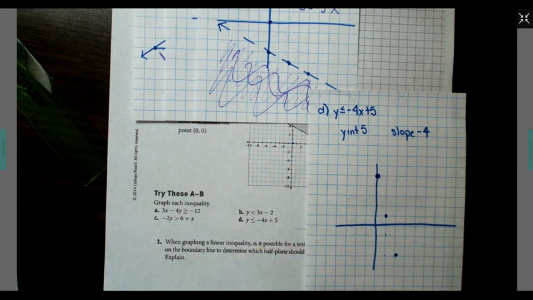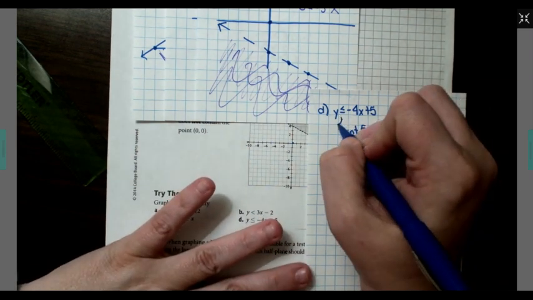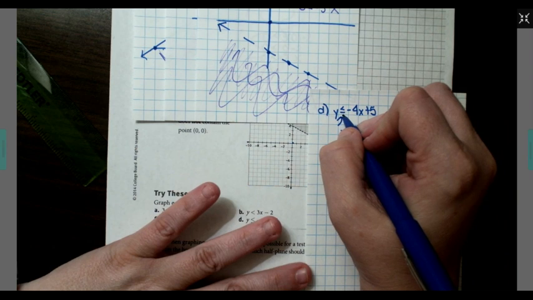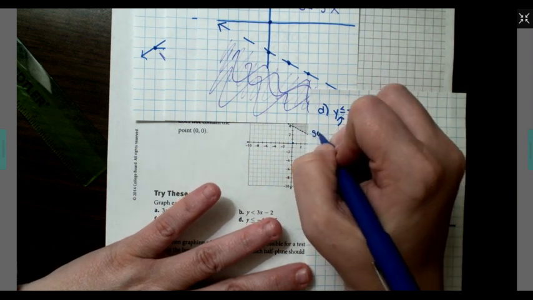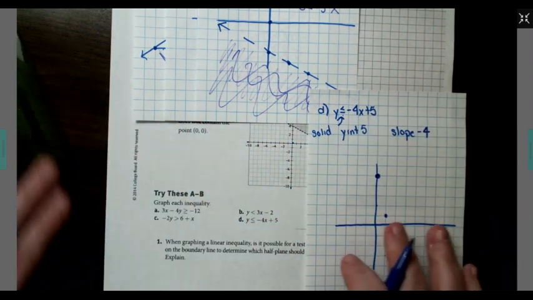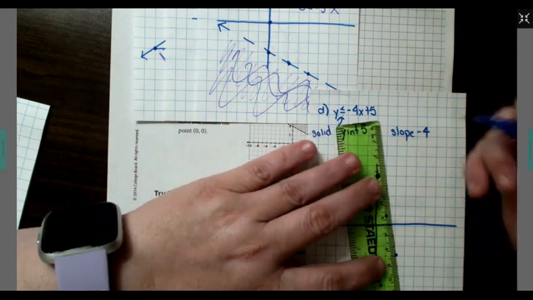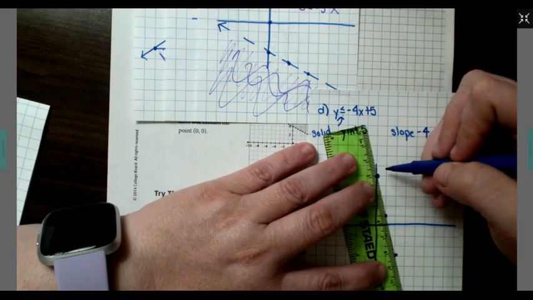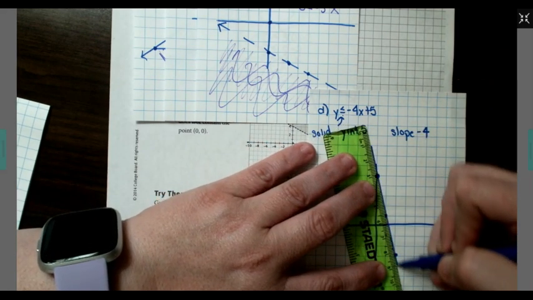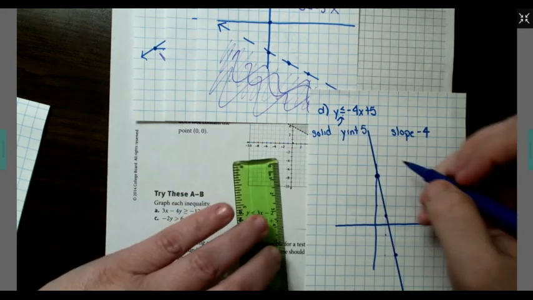Is this a solid line or a dashed line by looking at our inequality? Because of that equal to line there, it is solid. So we're going to draw this line without picking up the pencil. It's just going to be straight connecting all the dots. No pencil pickup.